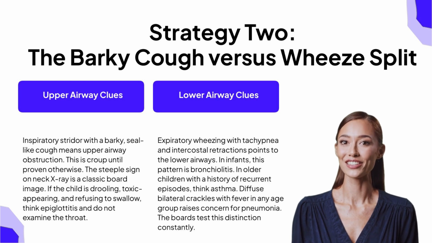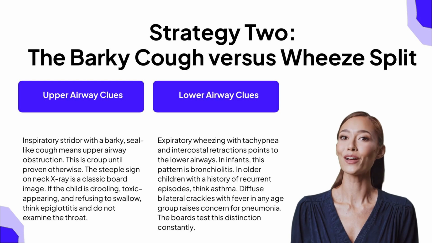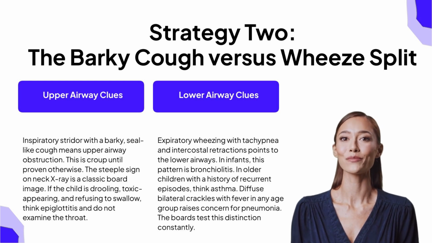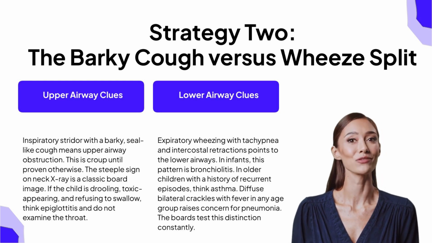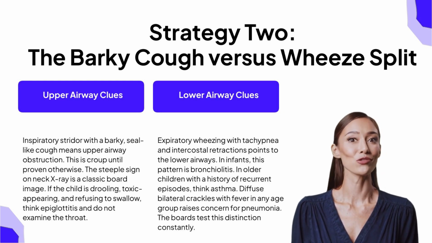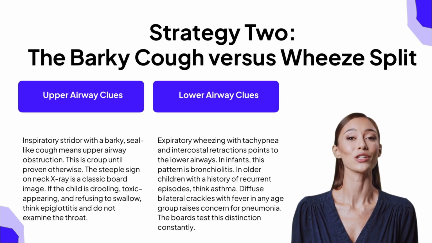On the other side, expiratory wheezing with tachypnea and intercostal retractions points to the lower airways. In an infant, this is bronchiolitis. In an older child with recurrent episodes, think asthma. Diffuse bilateral crackles with fever in any age group should make you think pneumonia. The boards test this upper versus lower airway distinction constantly.